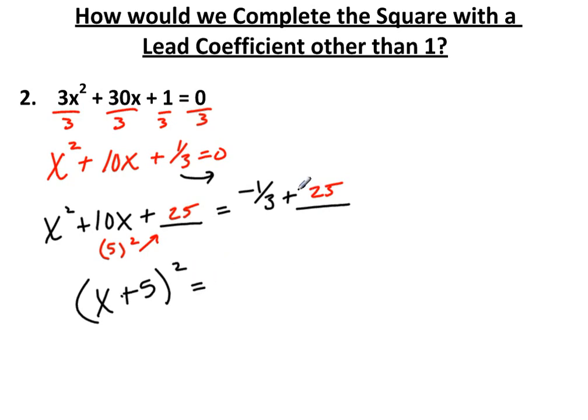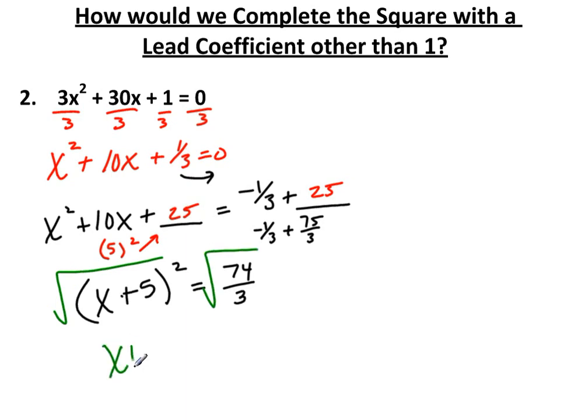equals. Now I want to add these two together. Okay, remember to add fractions, they have to have a common denominator. So this is a negative 1/3 plus, if I put a 3 in the denominator, I need 75 in the numerator. So this is 74 over 3. So what I want to do is take the square root of both sides. Okay, so let's get a different color. Take the square root of both sides.